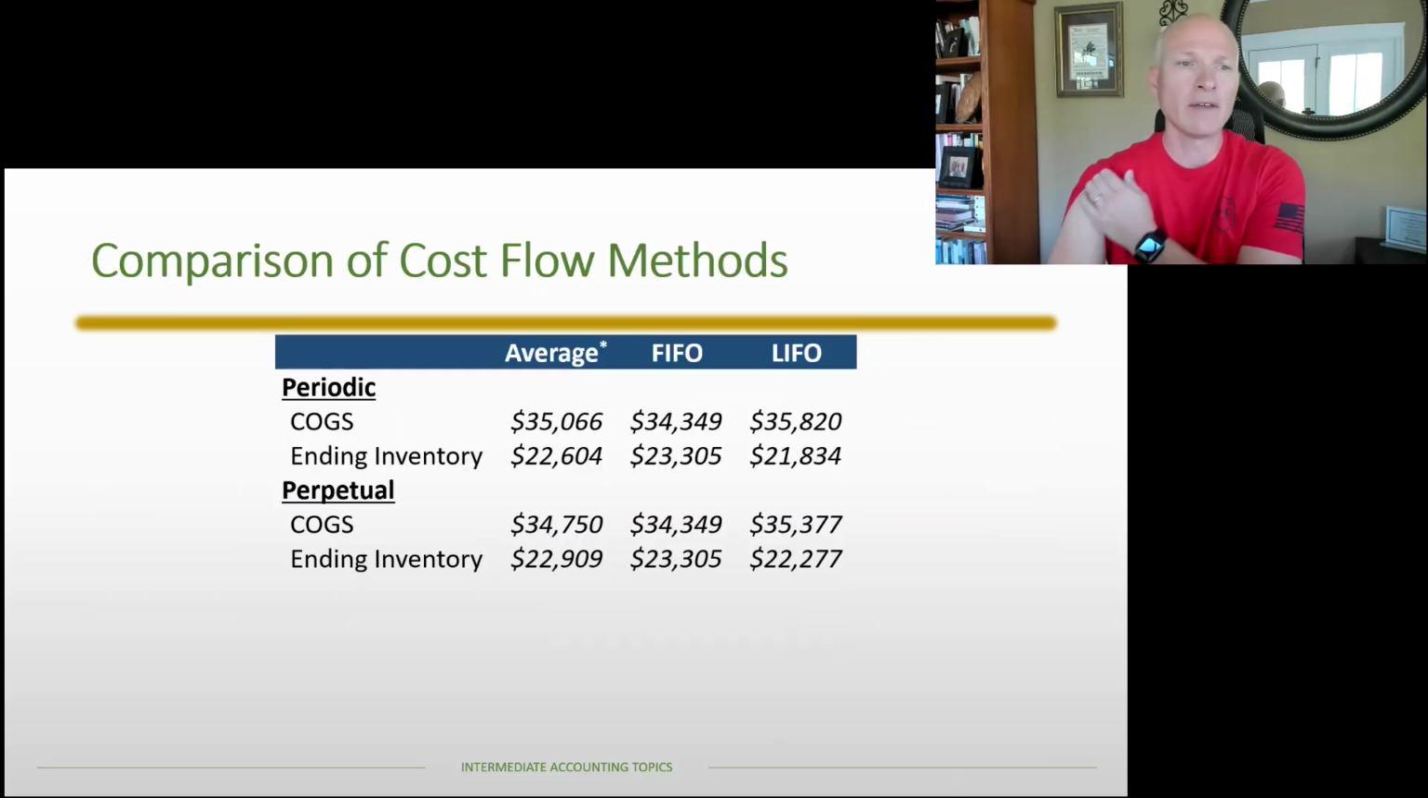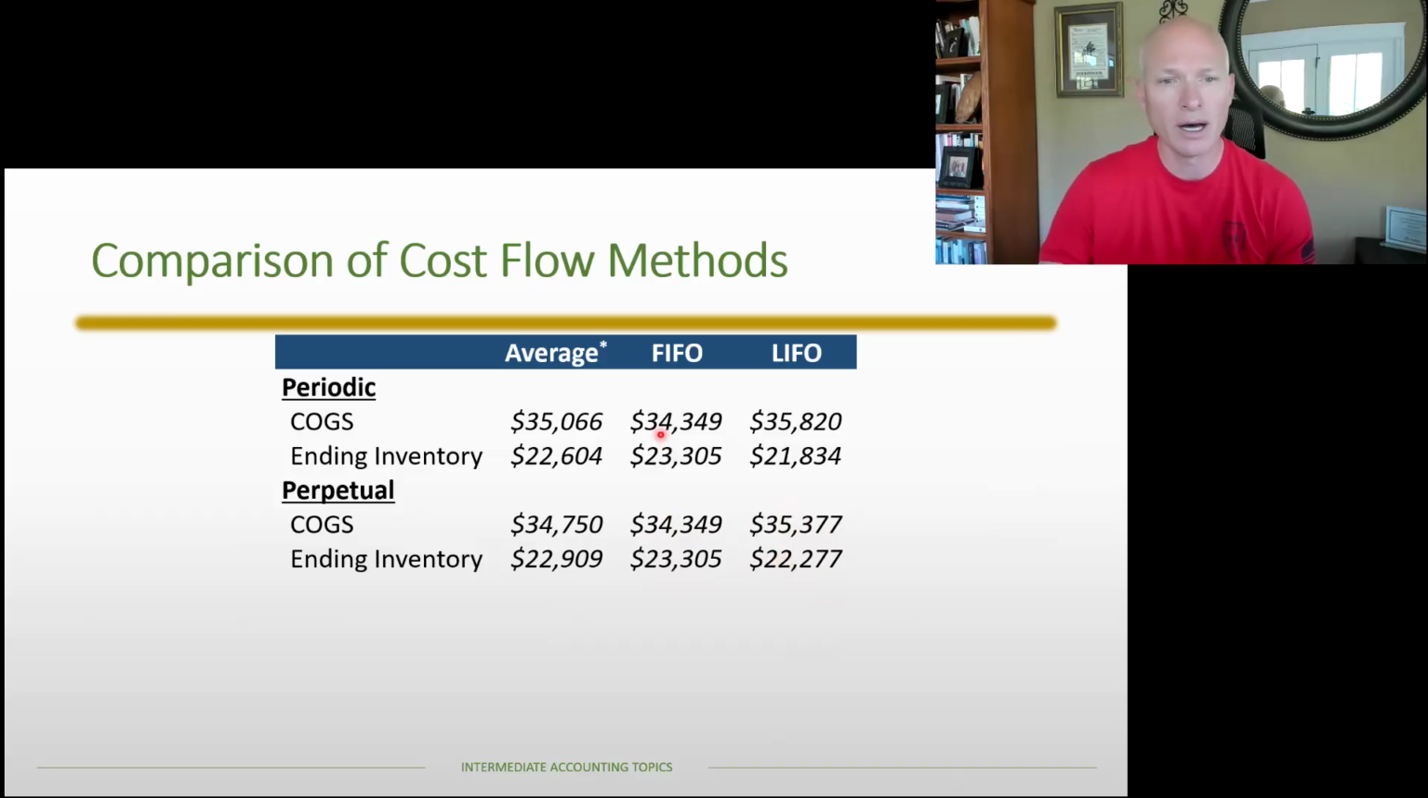Okay, so comparing the cost flow methods, when you look at everything within the periodic, a couple of things to highlight here. First of all, LIFO reports the highest cost of goods sold, and it reports the lowest ending inventory. FIFO reports the lowest cost of goods sold and the highest ending inventory. And the same thing is true down here. You can see that again, it's the highest inventory and the lowest cost of goods sold, the highest cost of goods sold, and the lowest inventory.